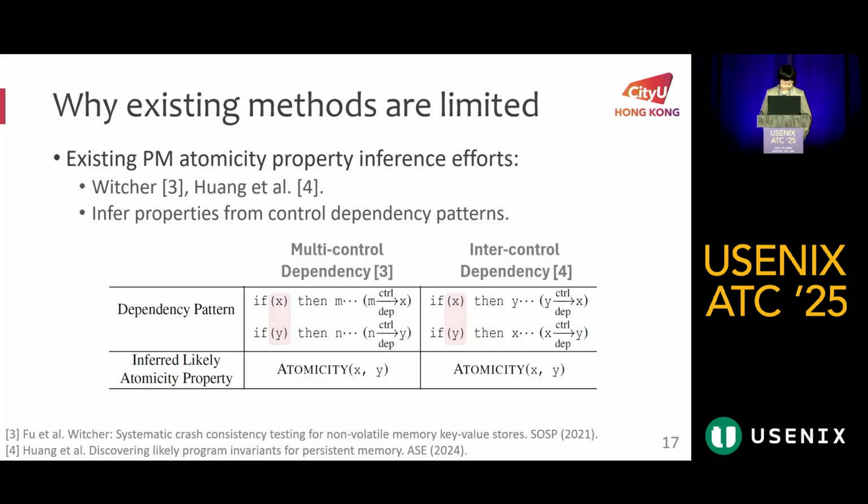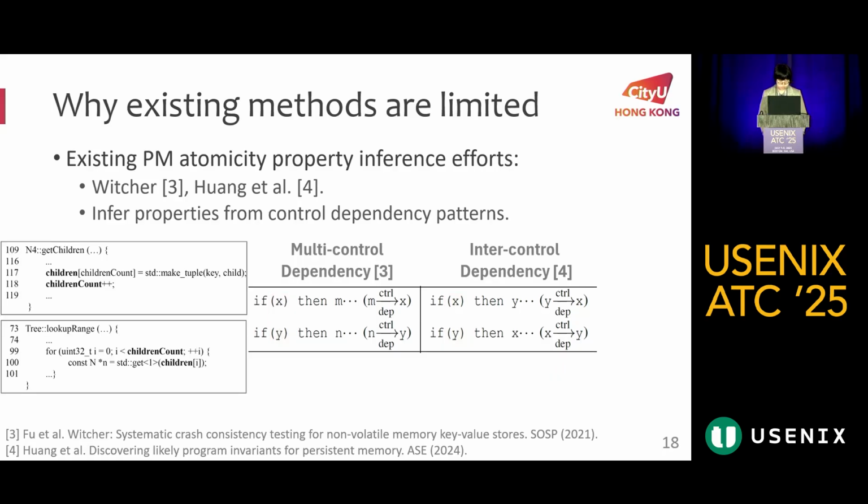So the existing property inference approaches can hardly infer the counting-related properties. This is because they are mainly based on control dependency patterns. They assume that the atomic variables are control dependent on other variables, or control dependent on each other. In other words, these atomic variables act as the guardians in the if conditions.